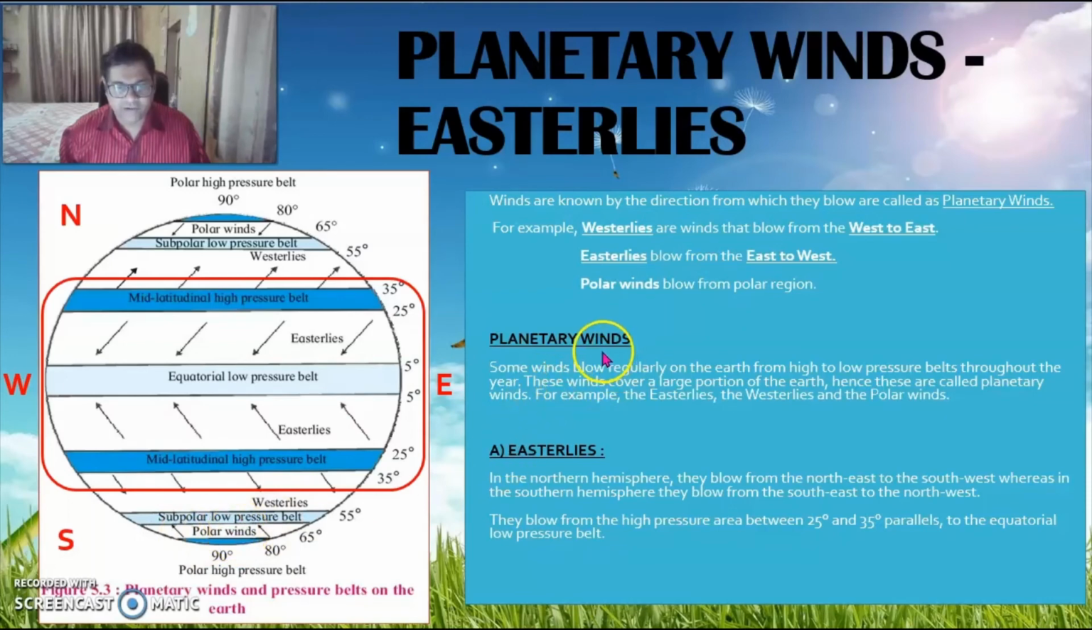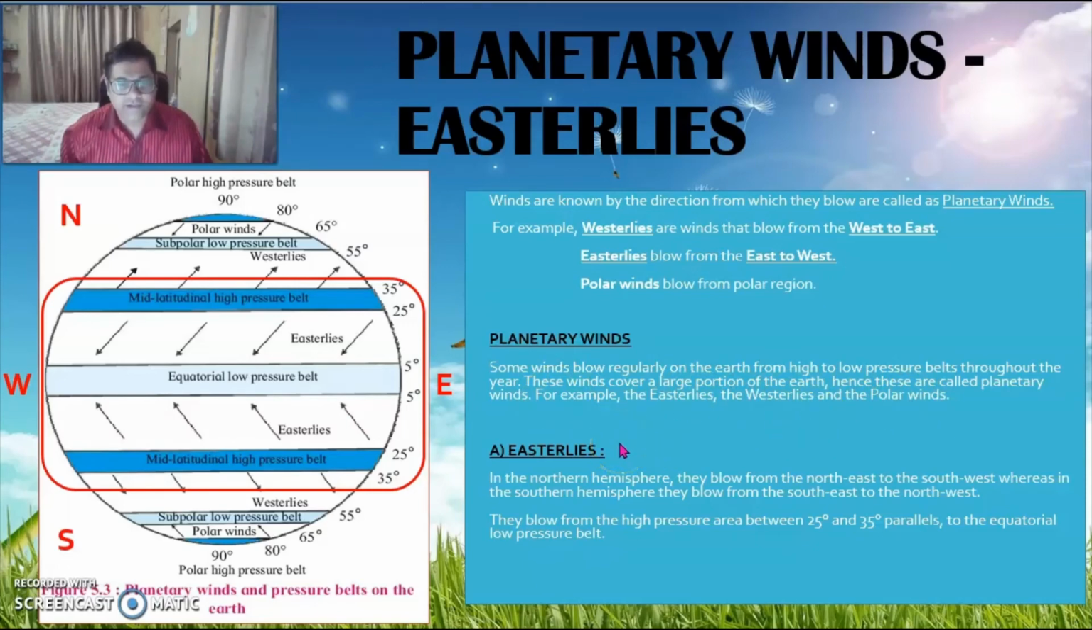Let us look at planetary winds. Some winds blow regularly on the earth from high to low pressure area throughout the year. These winds cover a large portion of the earth. See, the entire earth it is covering. Hence these are called planetary winds. For example, the easterlies, westerlies and the polar winds.